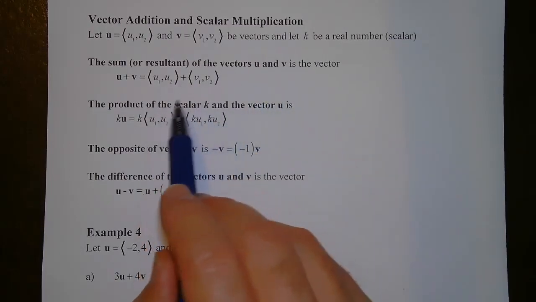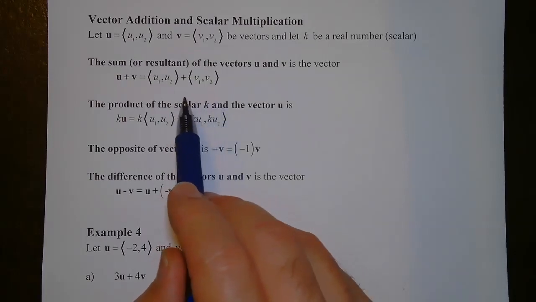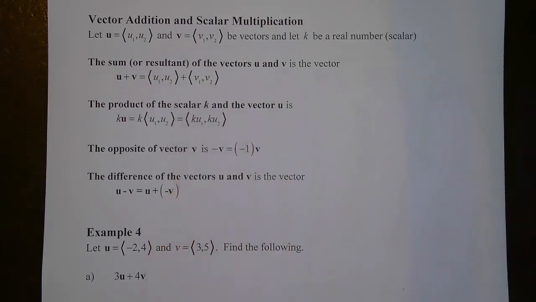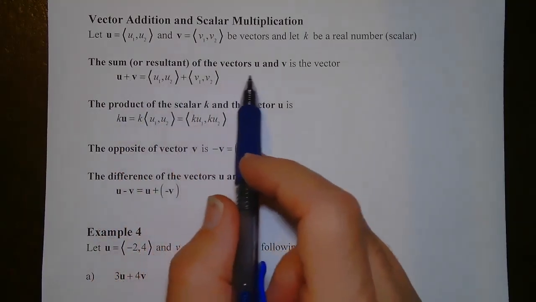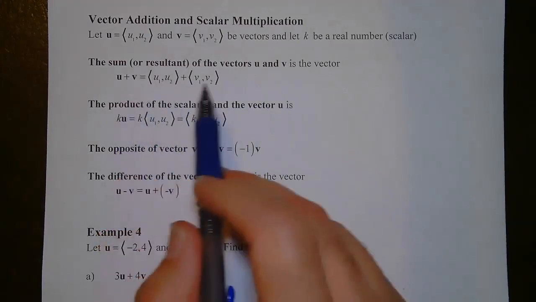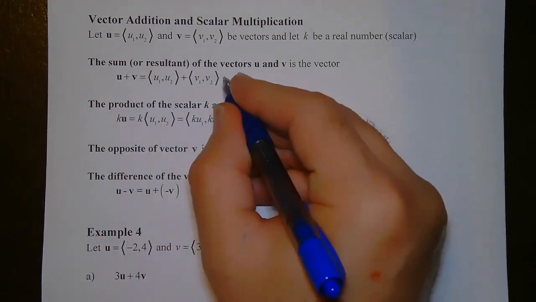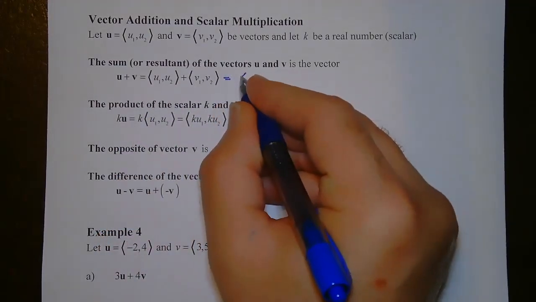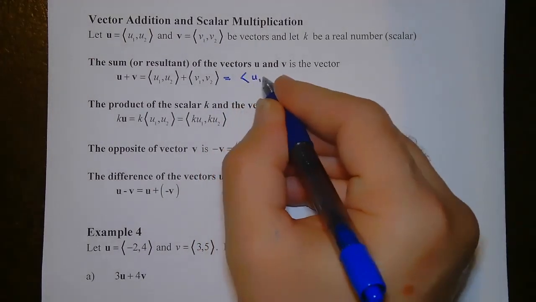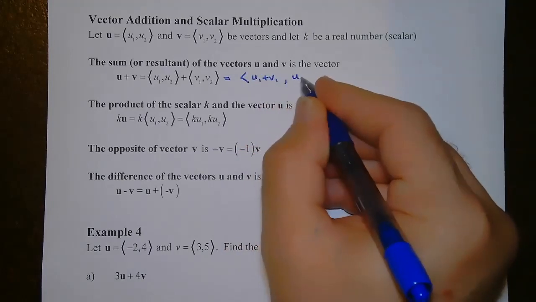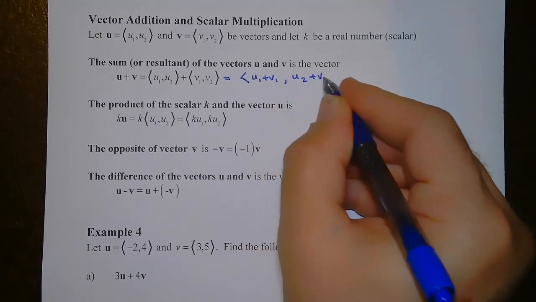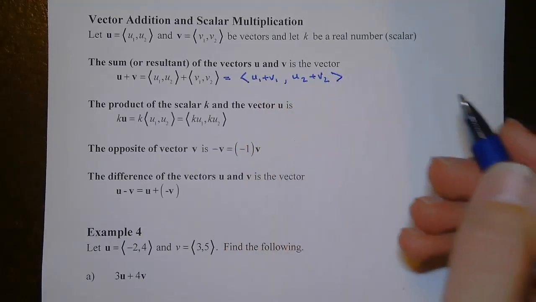What we do to get this is we just add. Okay, so like this one, if we do the sum or the resultant of the vectors u and v, it is a brand new vector. So this would equal a new vector that would be u sub 1 plus v sub 1, comma, u sub 2 plus v sub 2. So we just add the components.